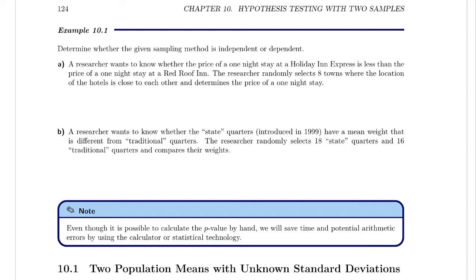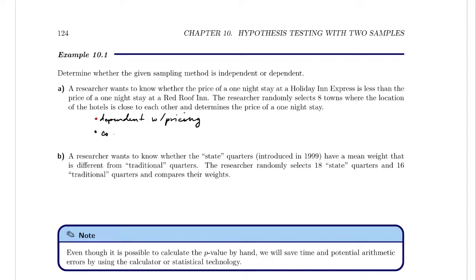Well, I would say that they're dependent because I know for a fact that hotels compete in prices and they do price matching, right? So here we would say that the samples are dependent, right? And with pricing, whatever the one has, the other one also has, and also because they compete in prices.